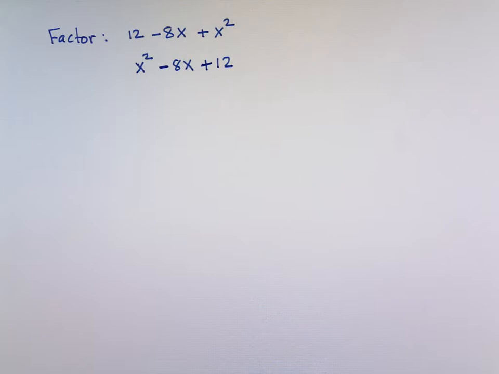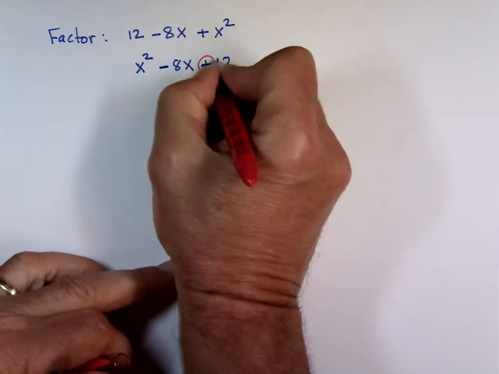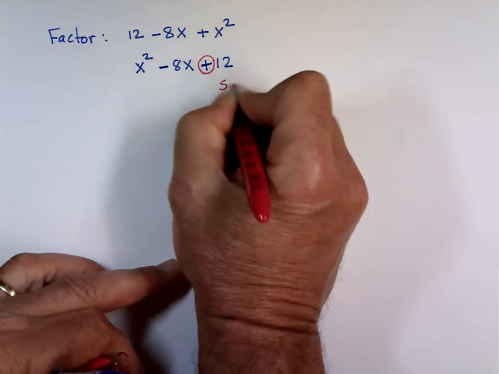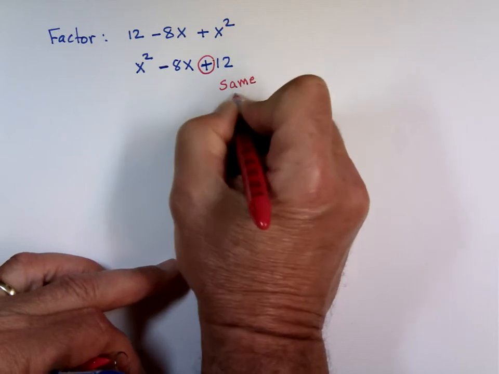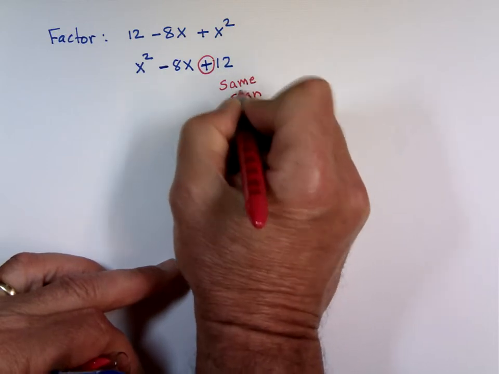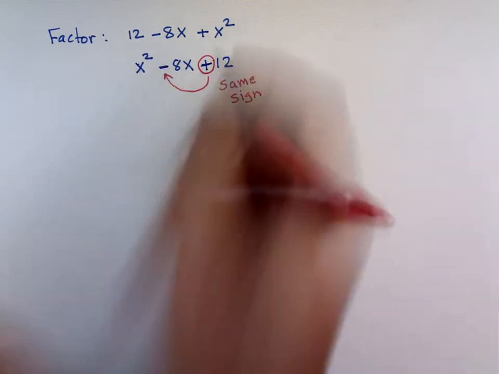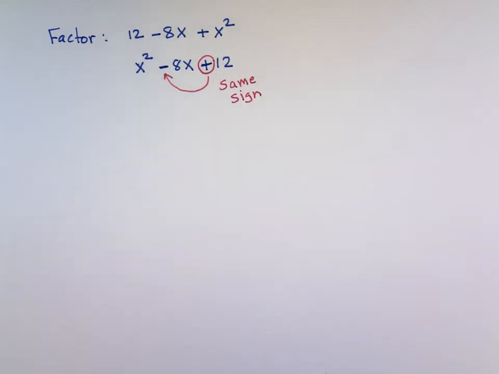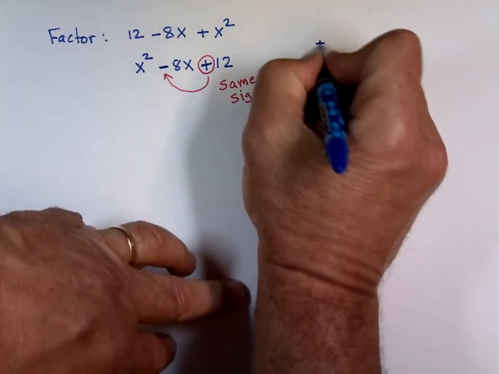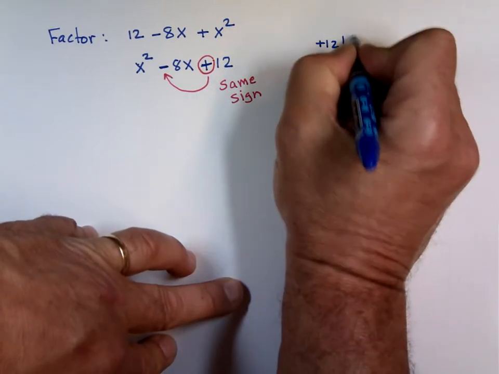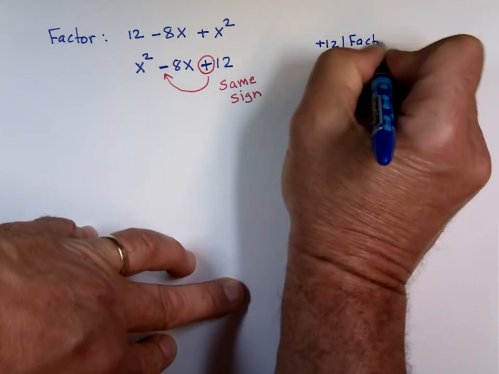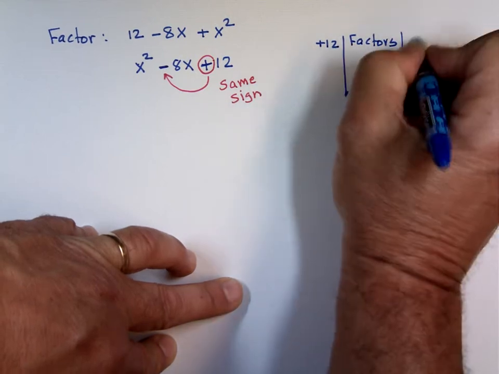And again, I look at the coefficient of c. That's this sign. I look at that number. That's positive. That means same sign, same as this one. So both of them will be negative. So here's the 12, the factors, and the sum.